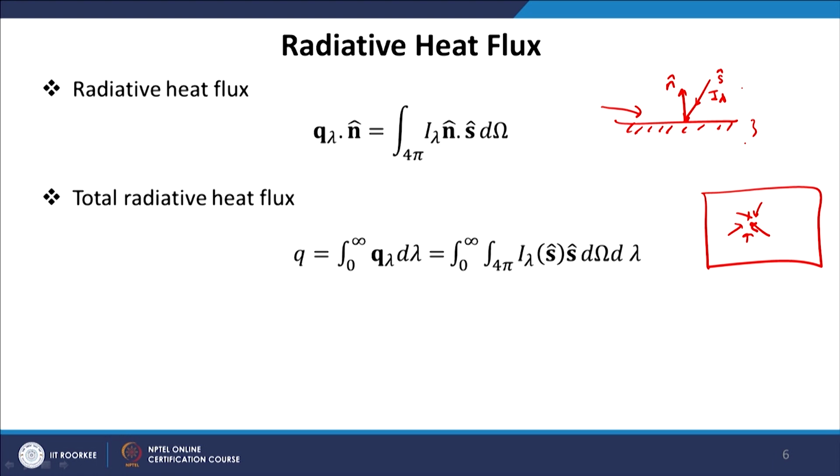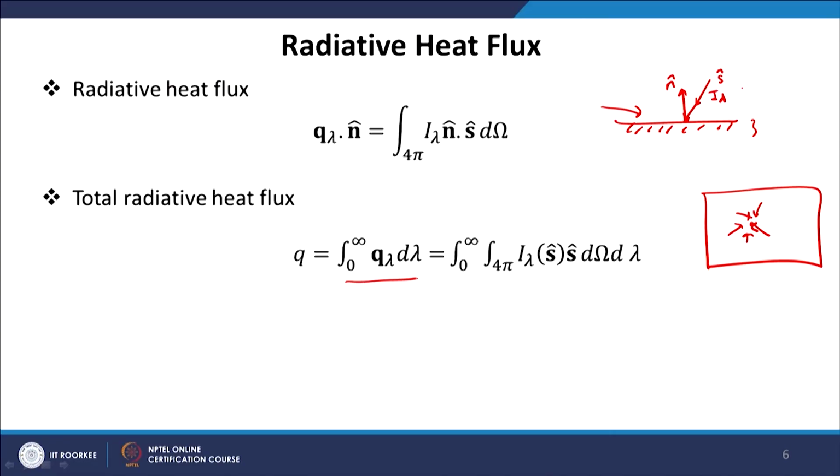The total radiative heat flux will then be calculated by integrating the spectral radiative heat flux over all the wavelengths. So, we integrate over the entire spectrum, 0 to infinity, and this will give us the total heat flux. Now, the divergence of radiative heat flux is needed in knowing how much total energy is emitted or absorbed at a given location in the medium.